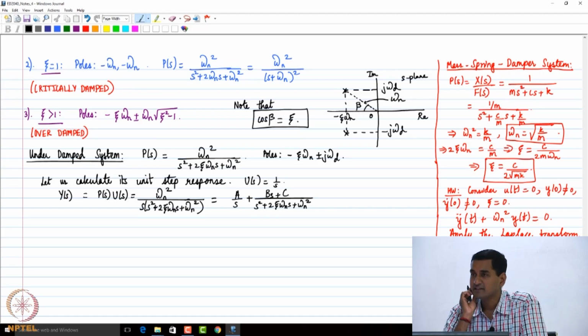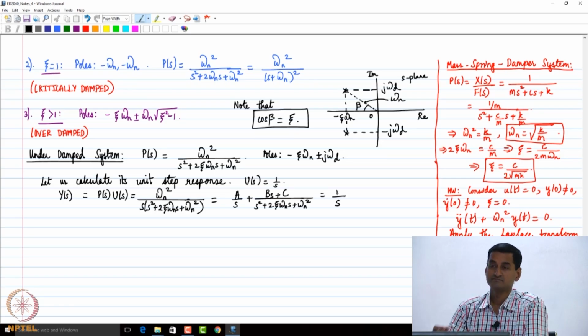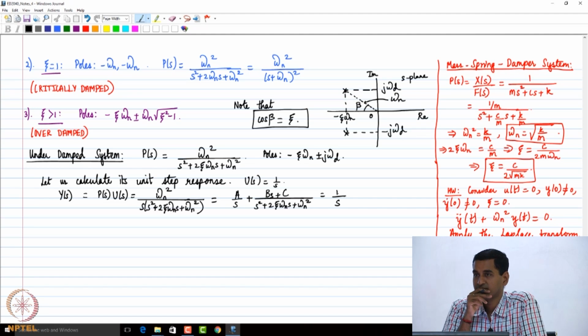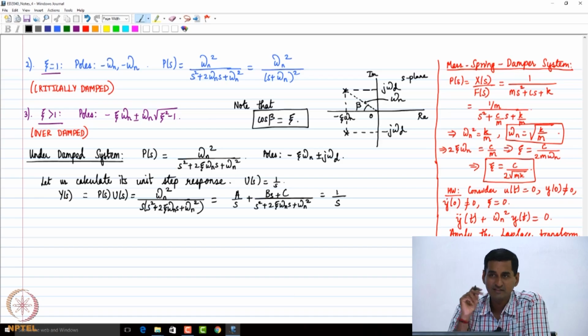Calculating A is pretty easy, right? Multiply both sides by s and substitute s equals 0. So A is going to be 1. So what about B and C? Are there other ways to figure out B and C? I will give you the answer. By now we should be familiar with partial fraction expansion, right? So I will give you the answer. Please do it as homework.